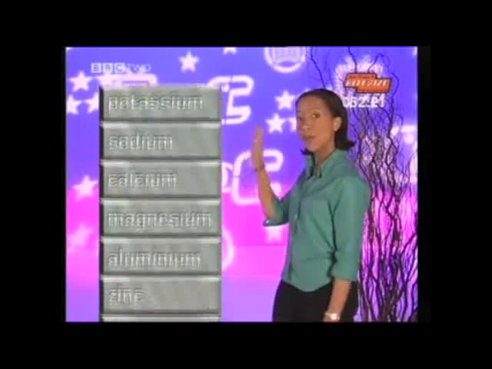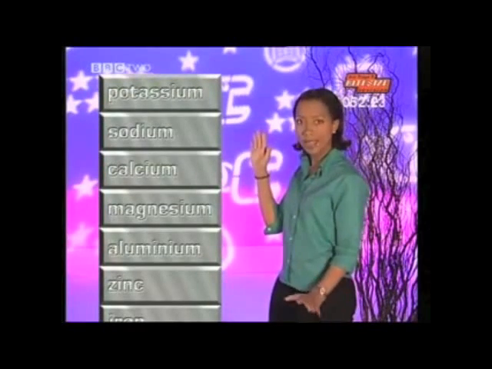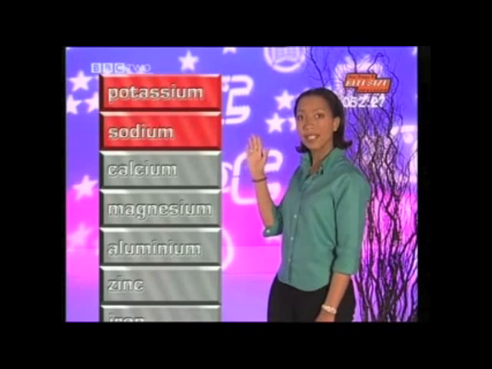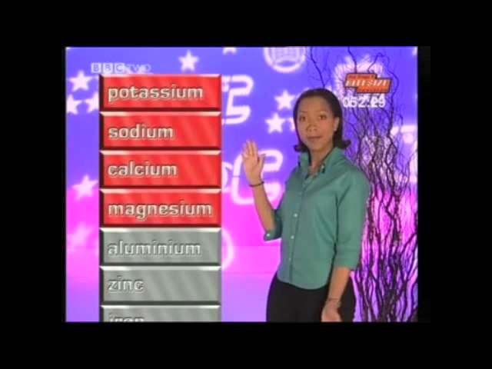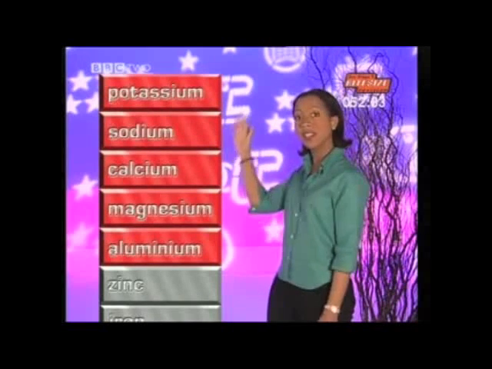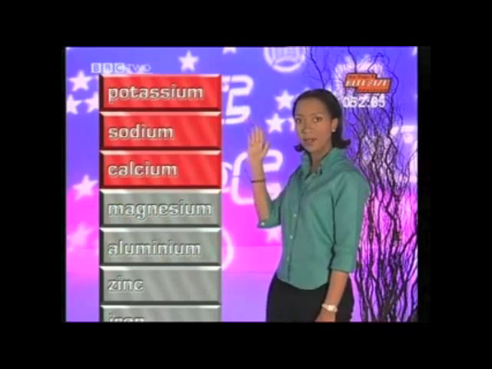For the higher tier papers, you need to know the reactivity series of metals well, and remember the order the metals appear in. So, at the top of our list, we have the most reactive metals: potassium, sodium, calcium, magnesium, and aluminium. These metals, particularly the top three, are very reactive.